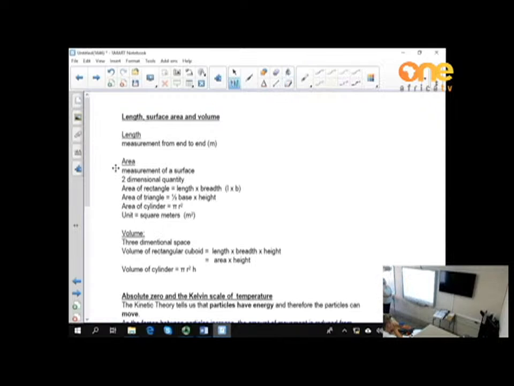Now, if we look at length, surface area, and volume: a length, very simply, if I have a line and I want to measure its length, I put my ruler down on the 0 reading and lay my ruler down along that side. Let's say I want to know the length from A to B, then I will take the reading on my ruler. It's simply a measurement using an instrument taken from one point to another.